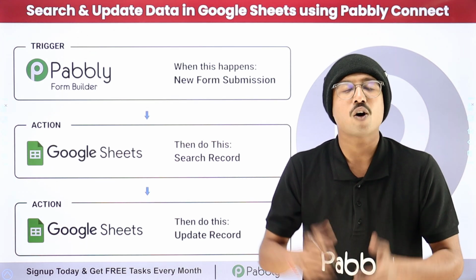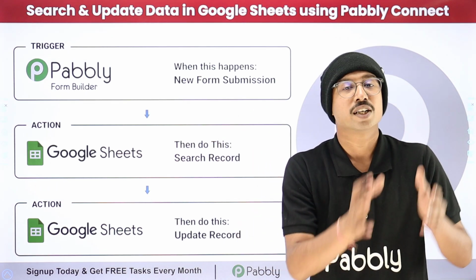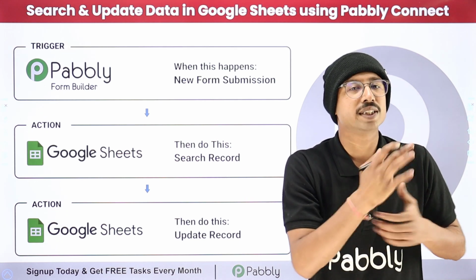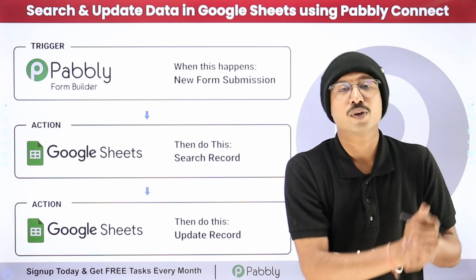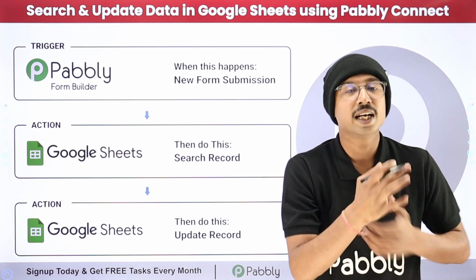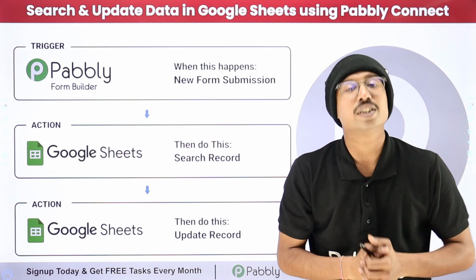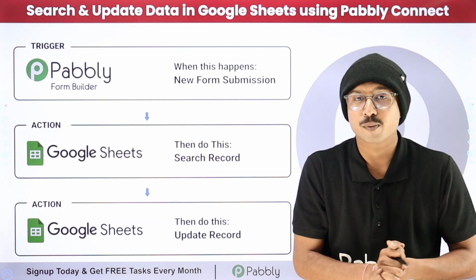Let's say you have a data of all of your leads in your Google spreadsheet and you have created a form which is given to your team members using which they can update the status of a particular lead. Let's say they enter the name, the lead ID and the current status of the lead and you want to update the current status in your Google spreadsheet. So we are going to see how you can automate this process with the help of Pabbly Connect.